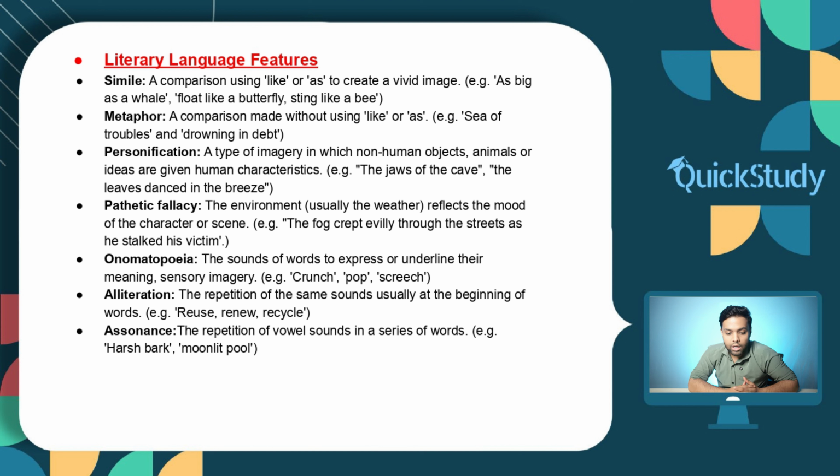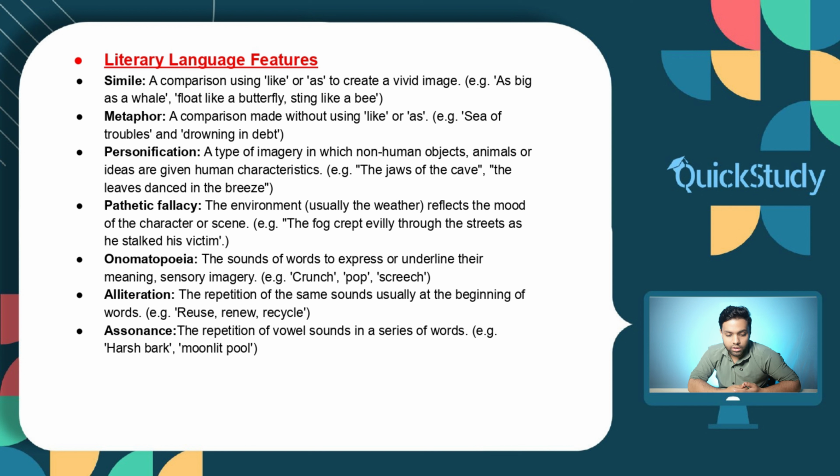Onomatopoeia is the sound of words to express or underline their meaning or sensory imagery. For example, crunch, pop, or screech. Alliteration, the repetition of the same sounds, usually at the beginning of words. For example, reuse, renew, recycle. So these are same words used over and over again.